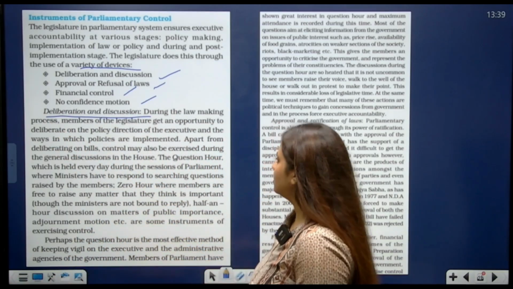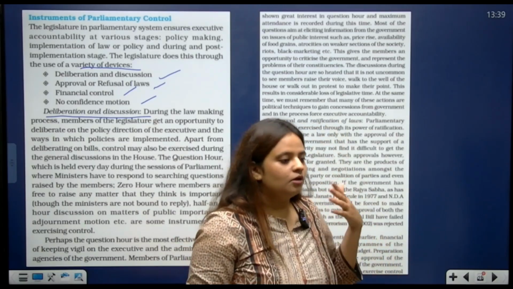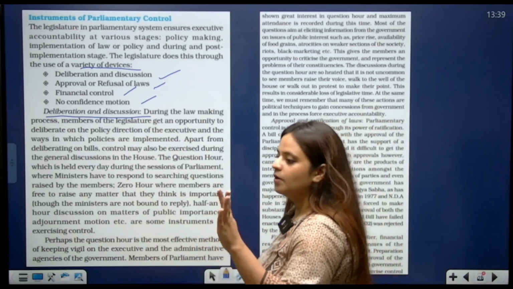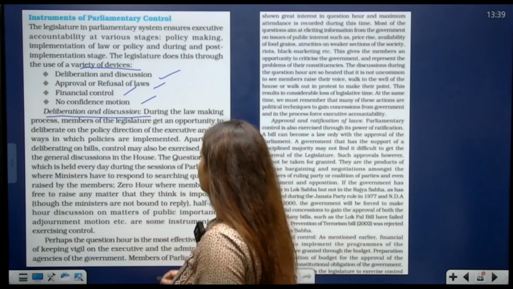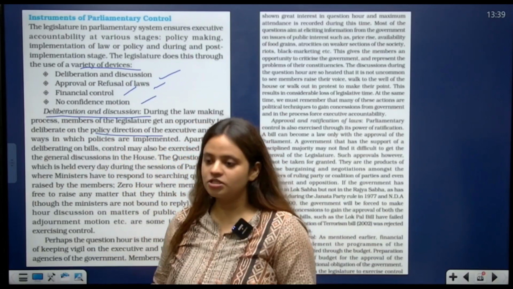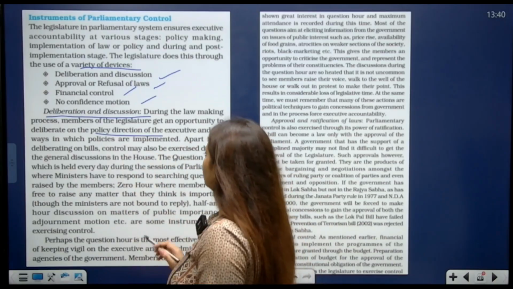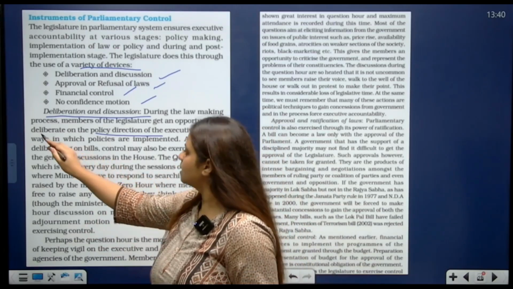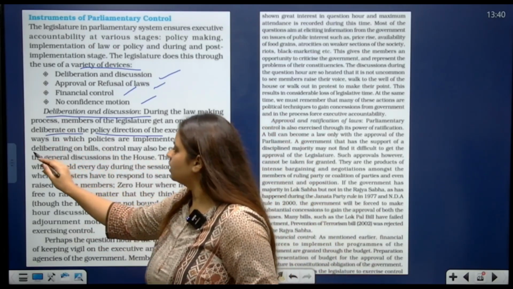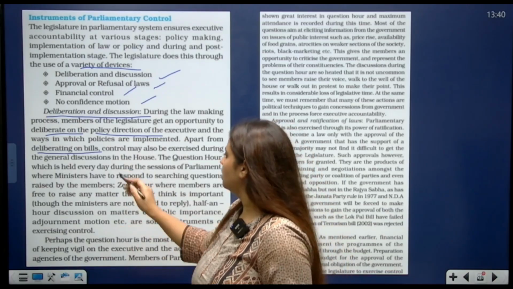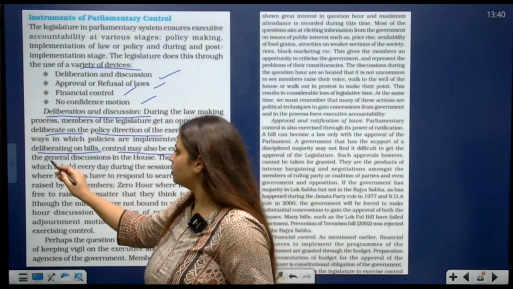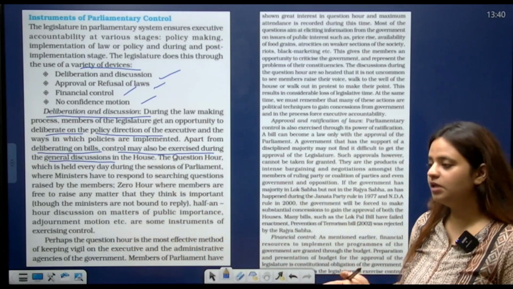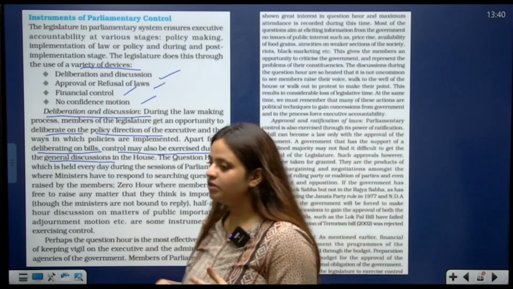It means that whatever the policy, whatever the laws the government is bringing on the desk, will be discussed beforehand. Whatever the directions of the policy the government is giving, whatever the bills that come into the house, will be deliberately discussed. The control may also be exercised during the general discussions. There could be a lot of questions asked to the government about why the bill was introduced in the house, why do we need this law.